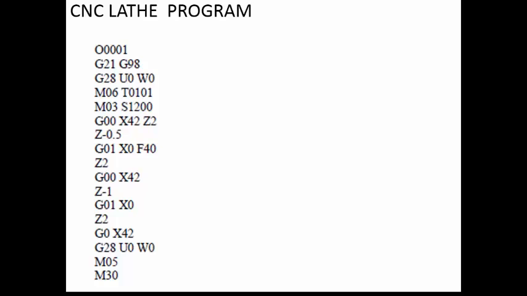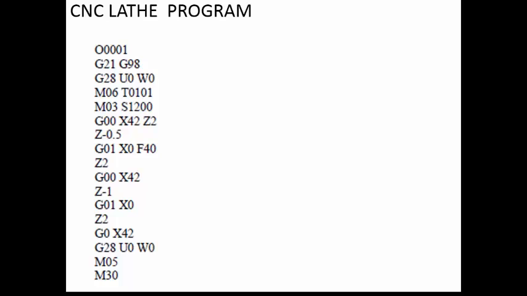You can see there are different alphabets which are used. You can see O, G, M, X, Z, F, then U, W, and different other alphabets. The alphabet will indicate the meaning of that particular word. The numbers will give some additional information.